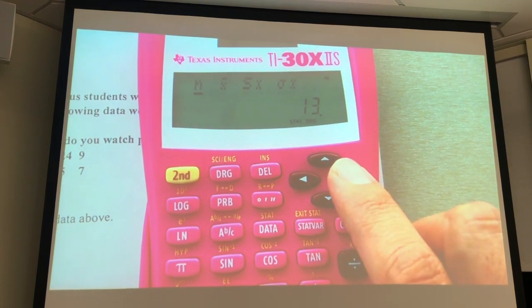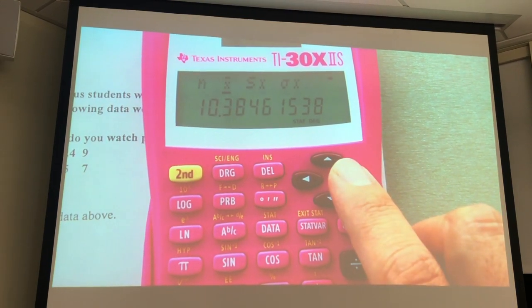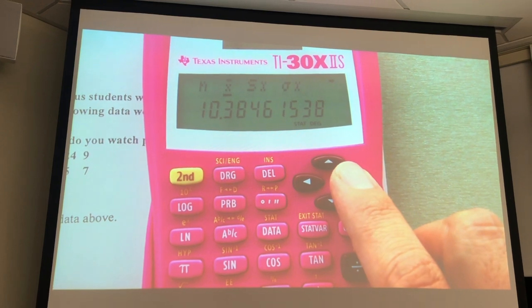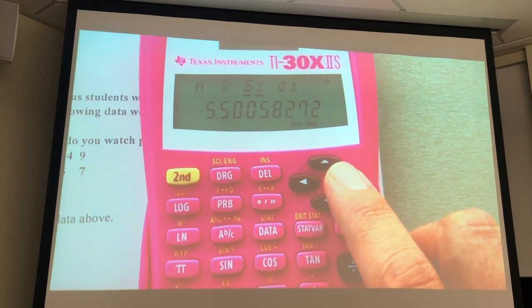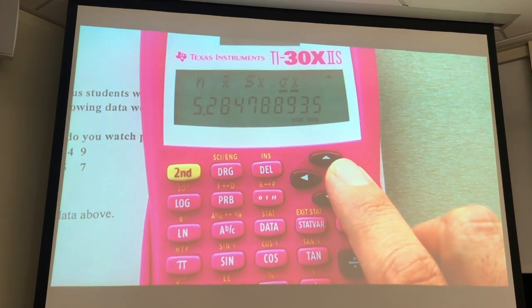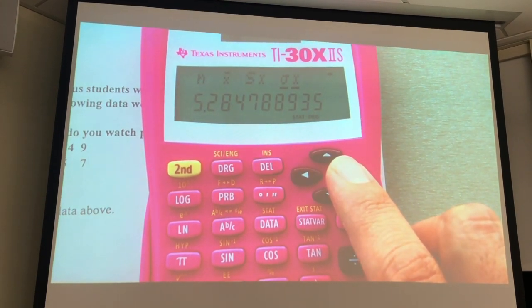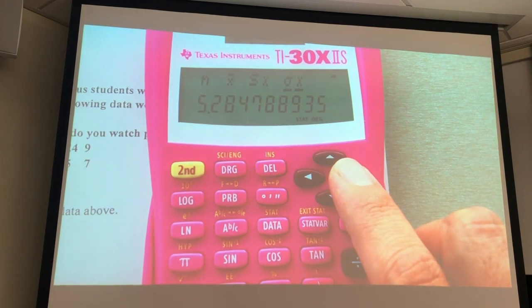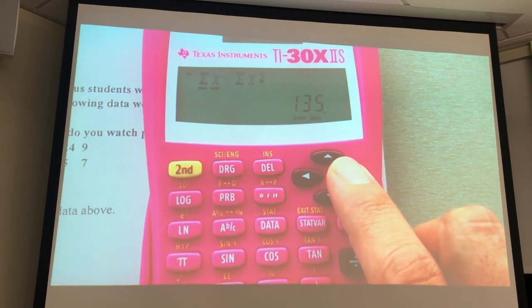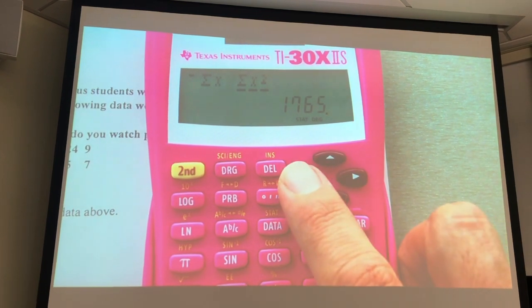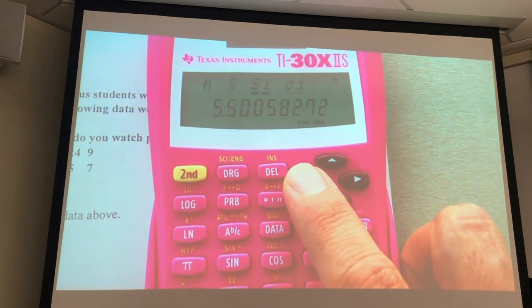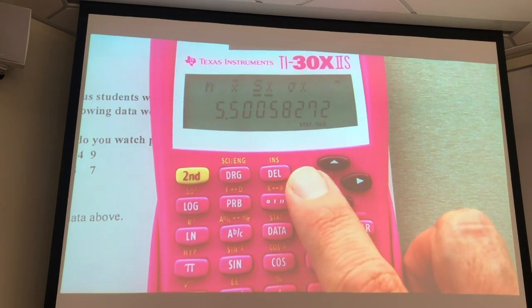So then n, sample size, is 13, x bar is my mean, 10.38, Sx is my standard deviation, which is 5.5, sigma x is my population standard deviation, so if this was a population, it would be 5.28, and then I've got my sum of x's and my sum of x squareds, which in this class we're not going to use, but this is how you find your one variable statistics.